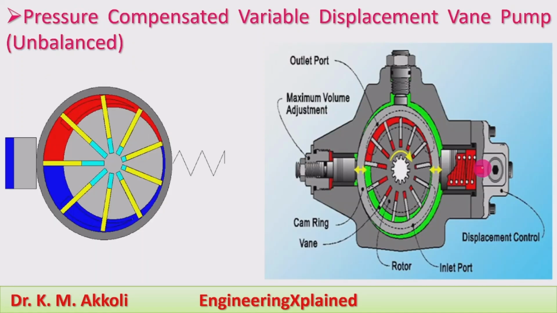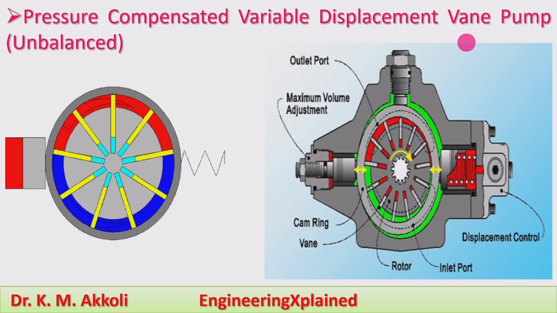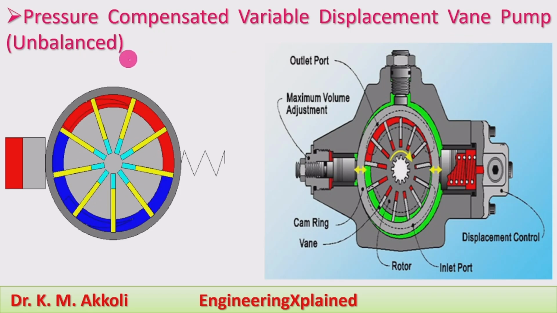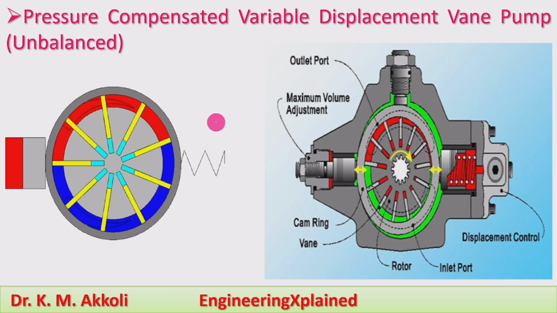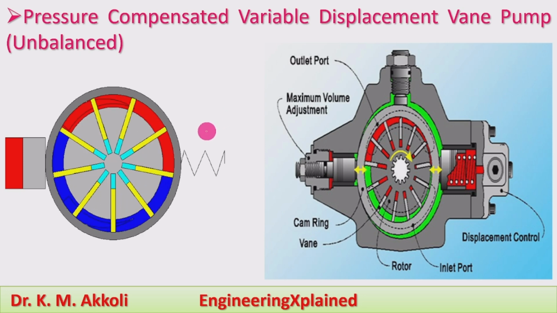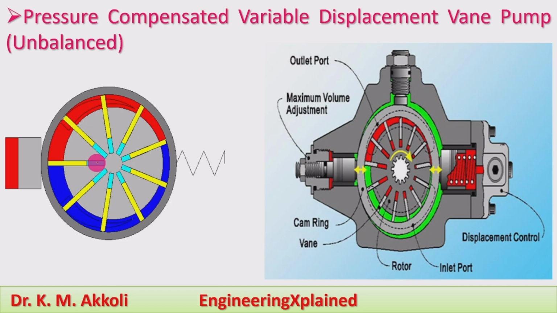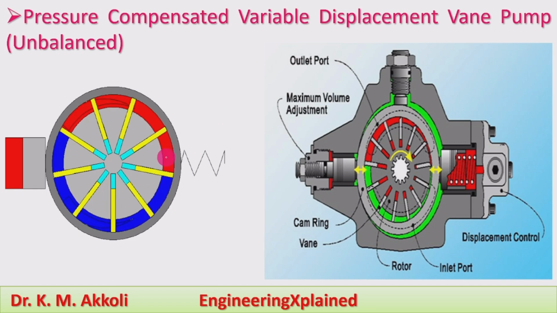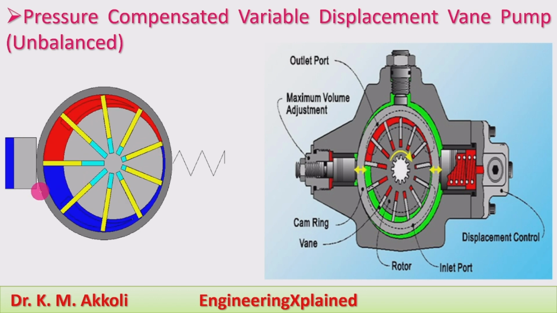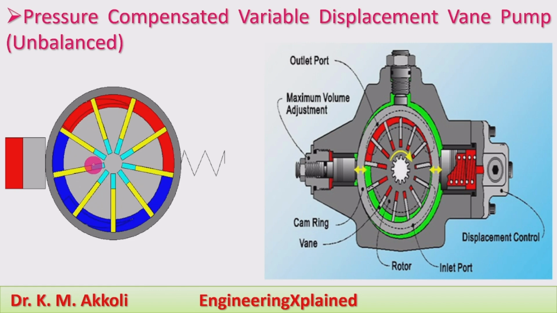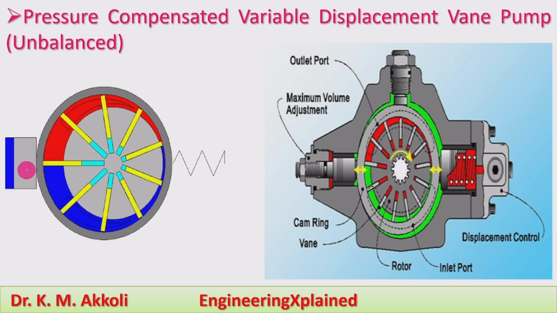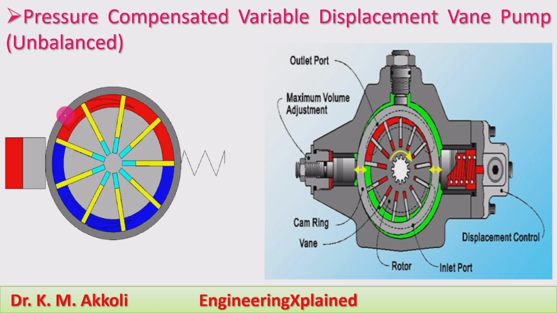Moving further, the pressure compensated variable displacement vane pump, that is unbalanced. This is also an unbalanced type. The forces are unbalanced, but it is a pressure compensated variable displacement vane pump. The flow rate will be variable in this one. As per the requirement, we can vary the flow rate, we can vary the displacement. Here the operation is controlled by the fluid pressure or the movement of the cam ring.